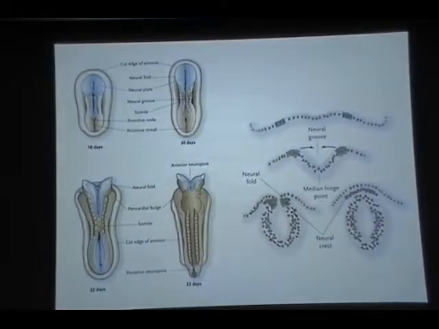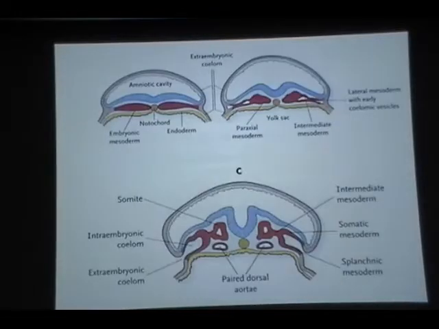And you can see this is happening very quickly. From 20 days to 23 days, this neural tube is zipping up, fusing cranially and caudally. It leaves two openings at either end for a while, an anterior neuropore and a posterior neuropore. Eventually those will close up altogether as well. Wait, sorry, where do the somites come from? Somites are from this paraxial mesoderm sitting out in here.